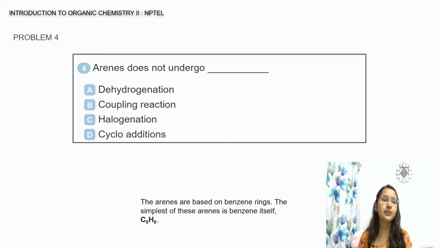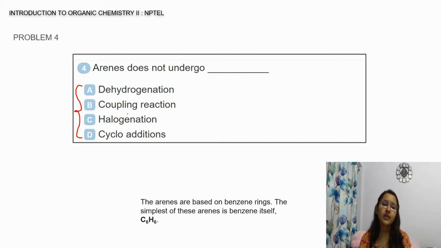Now, coming to problem 4, I hope you guys are catching up with me and these problems and the solutions are very much clear to you. So, coming to problem 4, here they are saying that arenes do not undergo what? So these are the four options amongst which we have to identify what arenes do not undergo.